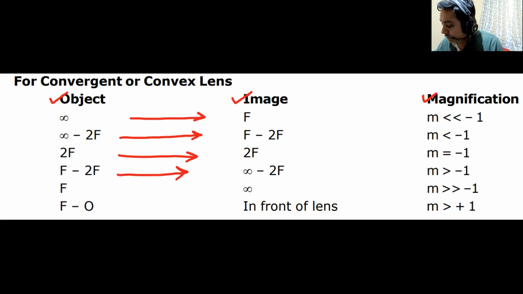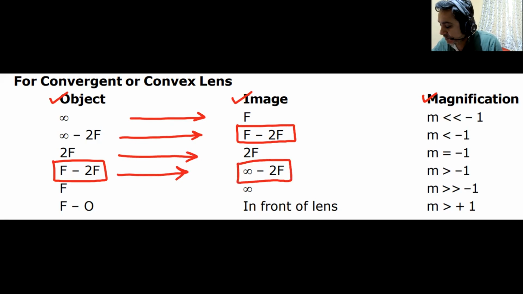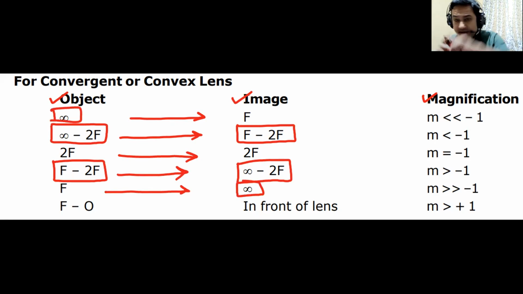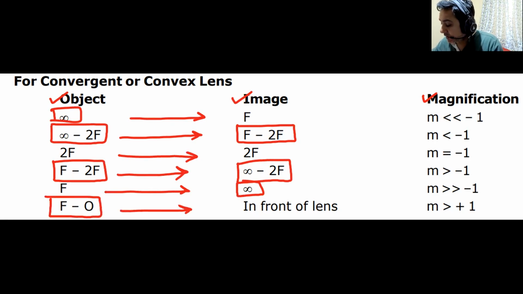Between F and 2F, as you can see here, the condition has reversed. In place of an object, we have the image, and here also you can see the condition of the image has been changed by the condition of the object. If you understand one, you will be able to understand the rest of them. When the object is at the focus, image is at infinity, this has been replaced by this one. Everything has a mirror over there. When the object is between F and O, this is the only case which does not have a replica. The image is in front of the lens. Magnification is greater than 1.